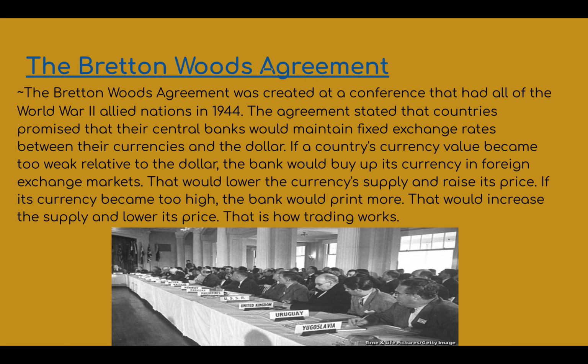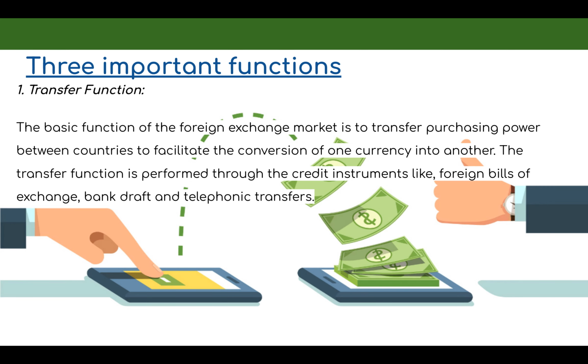That would lower the currency supply and raise its price. If its currency became too high, the bank would print more. That would increase the supply and lower its price. That is how trading works. There are three important functions of the foreign exchange market. The first one is the transfer function.